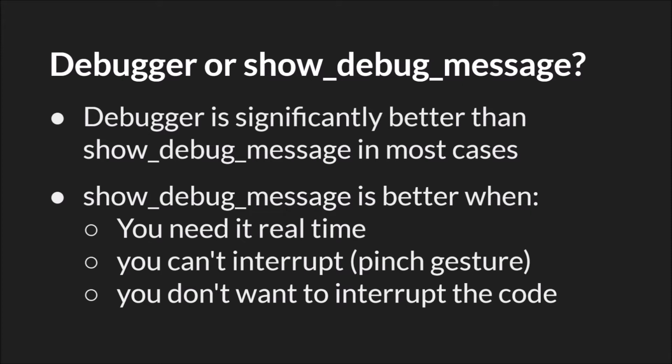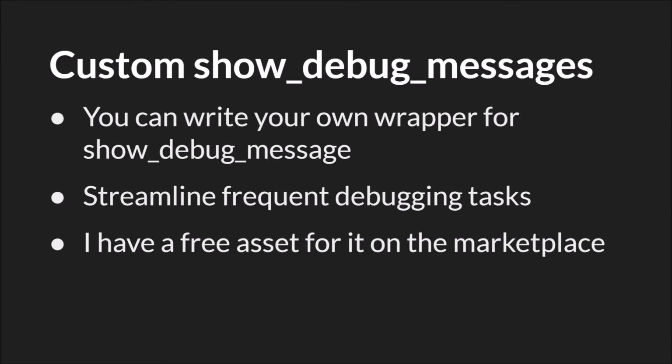And this brings me to the second thing I want to talk about, which is custom showDebugMessages. You can write your own wrapper script for showDebugMessage. showDebugMessage is a little bit wordy, and as discussed before, you have to convert everything to a single string. And when you're working with a lot of strings or variables and different data types, that can be kind of annoying. So you can streamline your frequent debugging tasks by writing custom scripts.